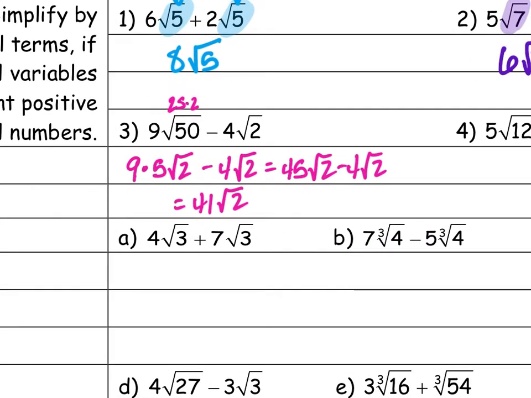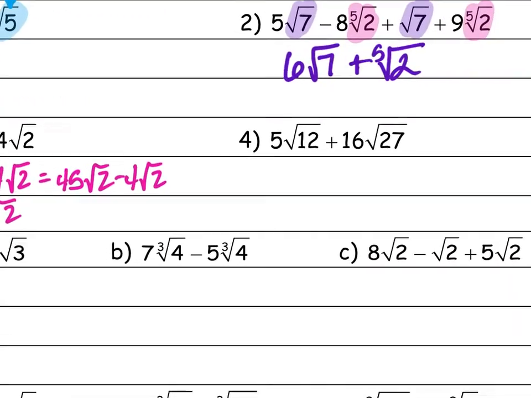Let me make it bigger. Is everyone okay with how I got 45? Are there any questions on that? Okay. So I took the square root of 50, and that's 25 times 2. And the square root of 25 is 5. But this is 9 times the square root of 50, which means it's going to be 9 times 5, which is 45. Okay.